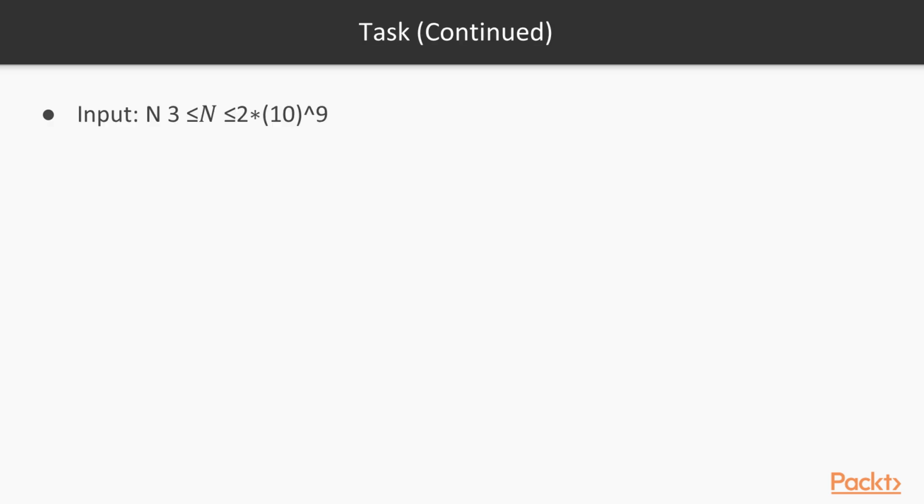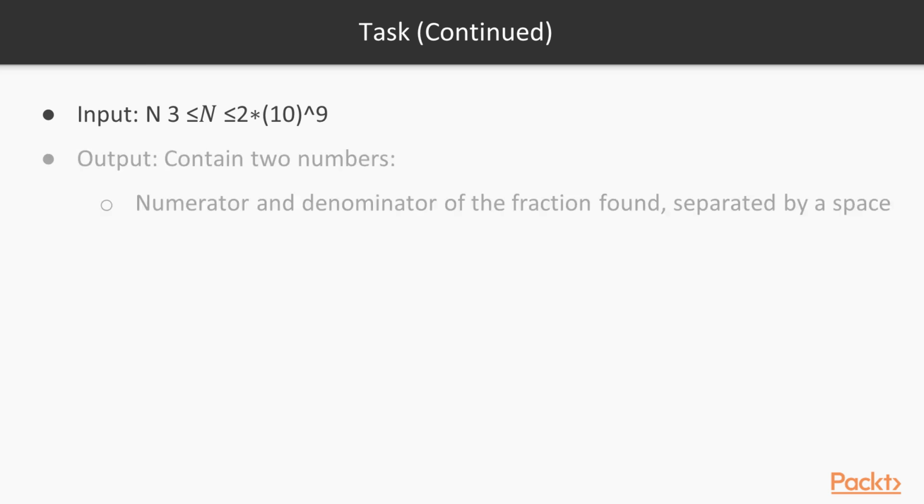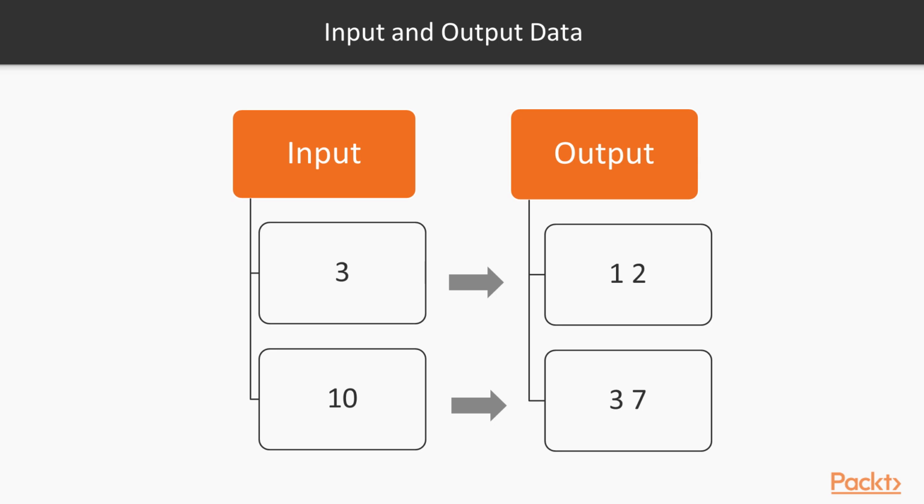So we got here n, and this is the range of the n value. The output should contain two numbers, the numerator and denominator of the fraction found, separated by a space. We got input and output sample data here. If the input is 3, we have to get 1 and 2 as output. If it's 10, we have to get 3 and 7.